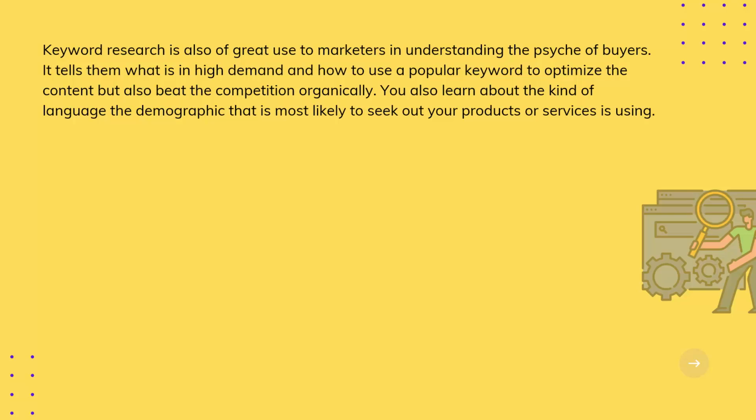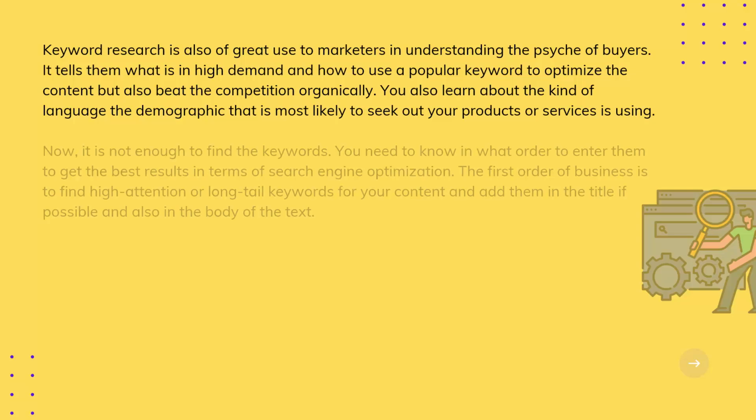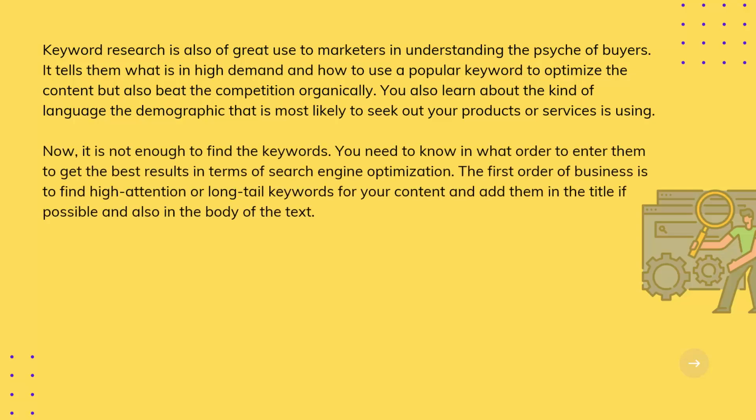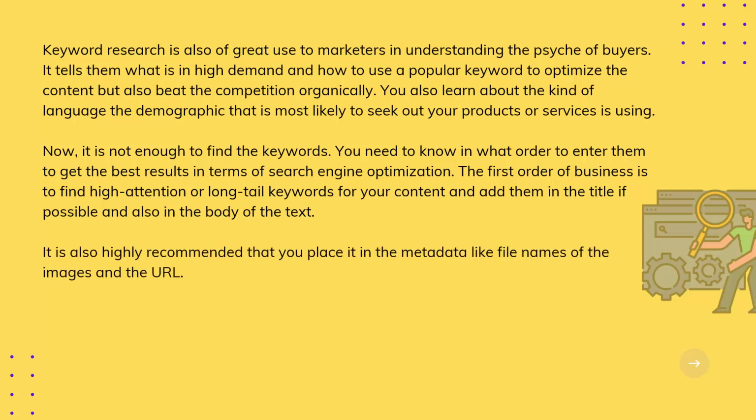You also learn about the kind of language the demographic that is most likely to seek your products or services is using. Now, it is not enough to find the keywords. You need to know in what order to enter them to get the best results in terms of search engine optimization. The first order of business is to find high attention or long-tail keywords for your content and add them in the title if possible, and also in the body of the text. It is also highly recommended that you place it in the metadata like file names of the images and the URL.